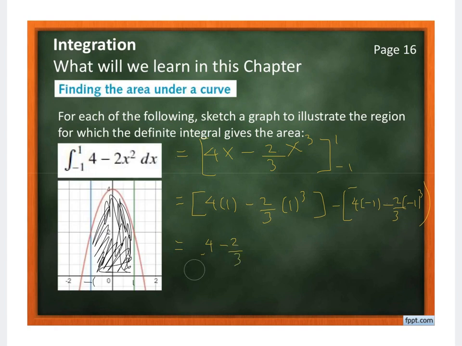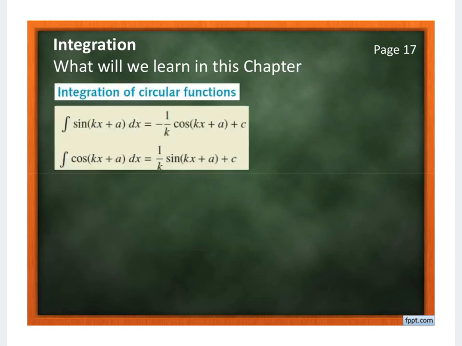Open the parenthesis, plus 4 minus 2/3. 8 minus 4/3 equals 6 2/3. So the area is 6 2/3 square units.